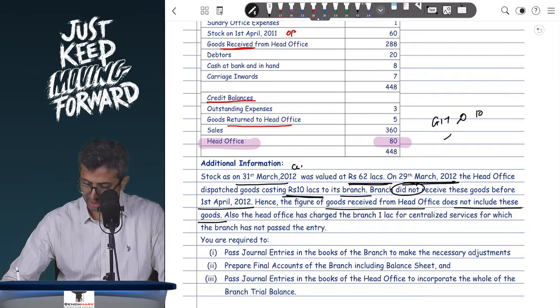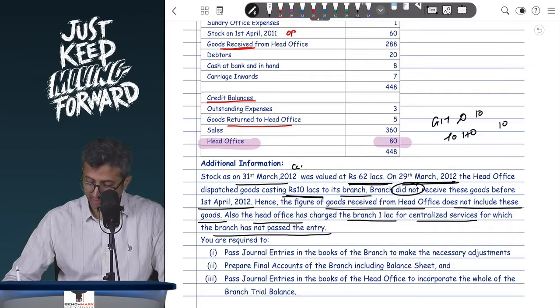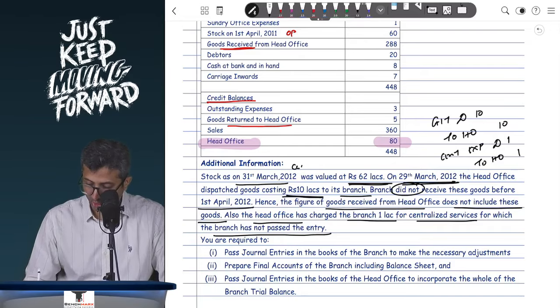I think 10 lakhs, to the head office, I think 10 lakhs. Also, head office has charged the branch 1 lakh for centralized services, which the branch has not passed any entry. So another entry would be centralized expenses account debit 1 to the head office. Let us say 1. So when I look at the head office account, now your head office account will be 80 plus 10 plus 1. So maybe your head office will appear at 91.